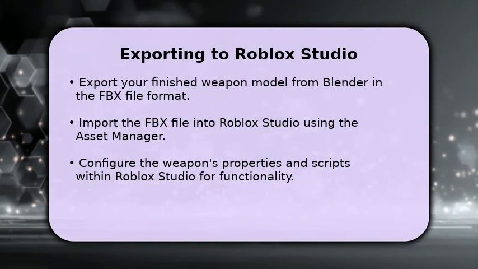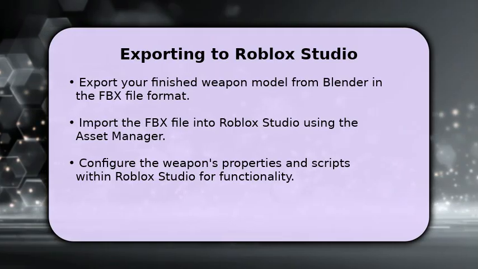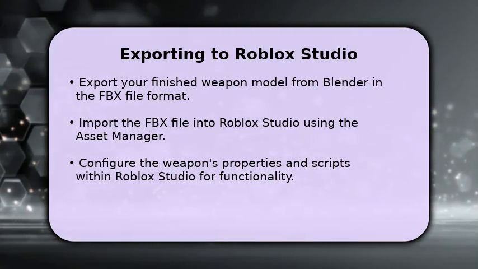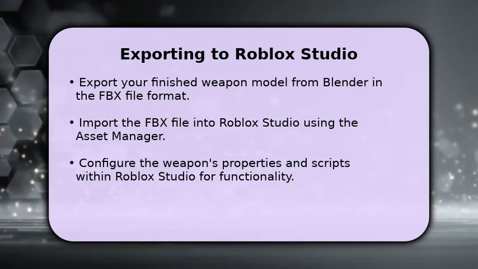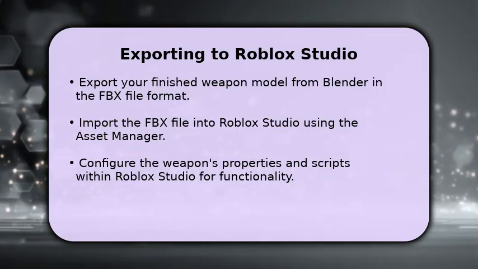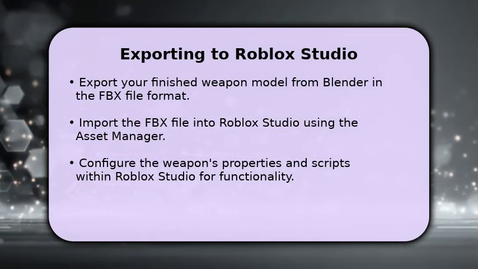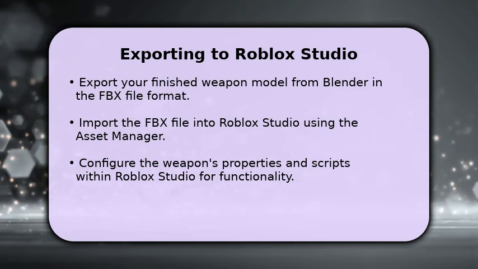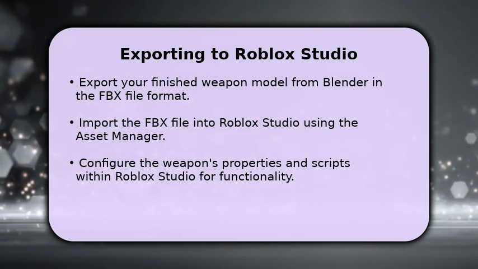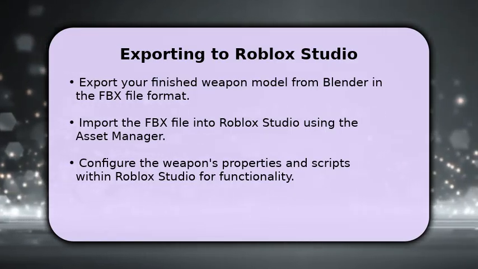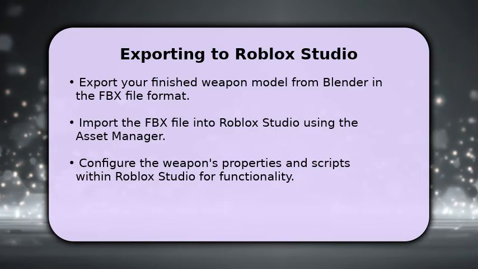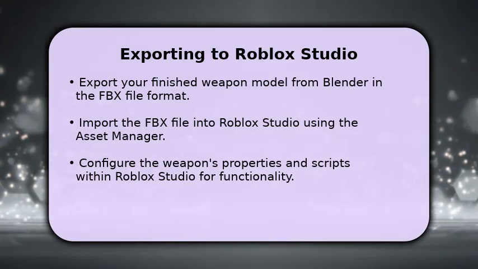Finally, let's get your awesome weapon into Roblox Studio. Export your completed model from Blender as an FBX file. This format is widely compatible. Then, open Roblox Studio and use the Asset Manager to import your FBX file. Once imported, you can insert your weapon into your game. Remember to configure its properties, like collision and anchoring, and add any necessary scripts to make it fully functional and ready for players to use.